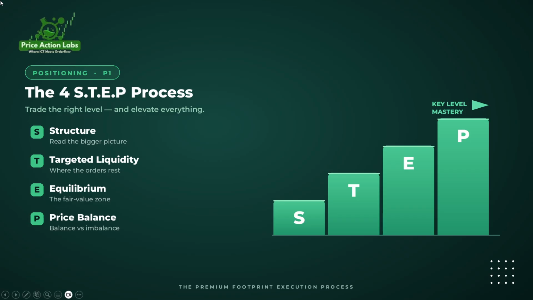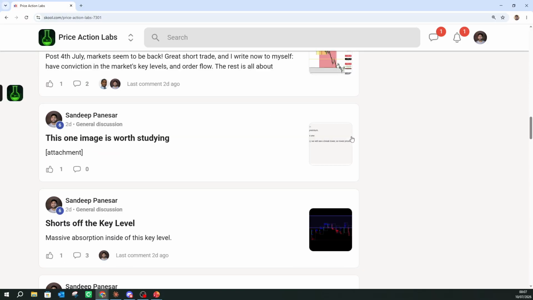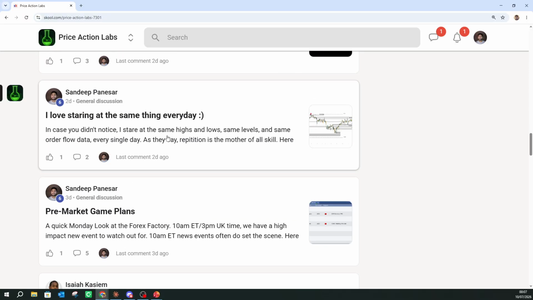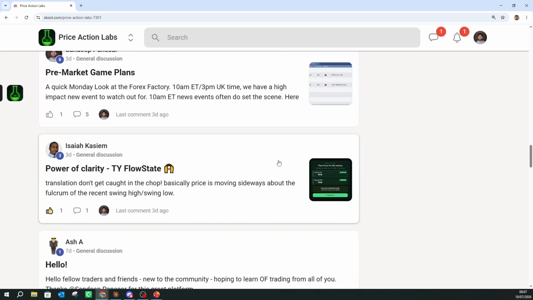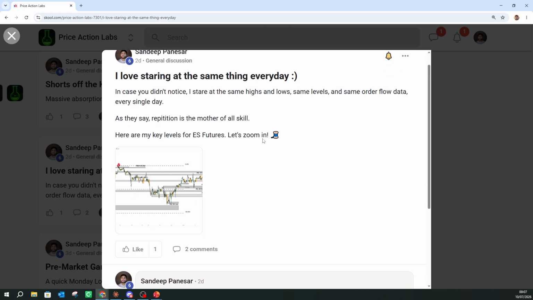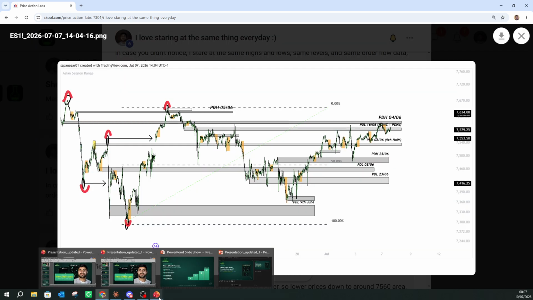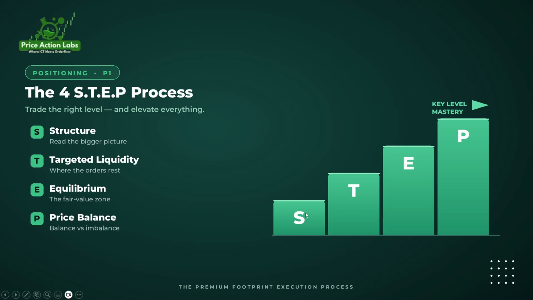There's no point using fair value gaps by themselves if you don't have structure, liquidity, and equilibrium in place. In fact, I'm going to give you a quick example to illustrate that now. If you go to, for example, Tuesday short, I'm just going to break down Tuesday short. So I love staring at the same thing every day. Here we go. So shorts off this level. Now, if you look at it from the 4-step positioning process, let's just go to our presentation also. So structure, targeted liquidity, equilibrium, price imbalance.